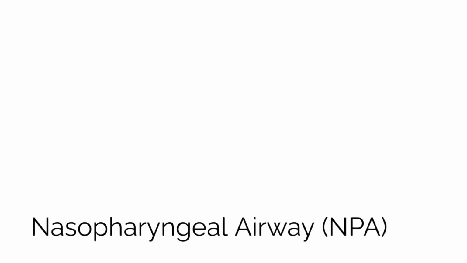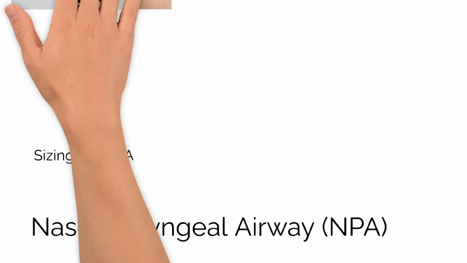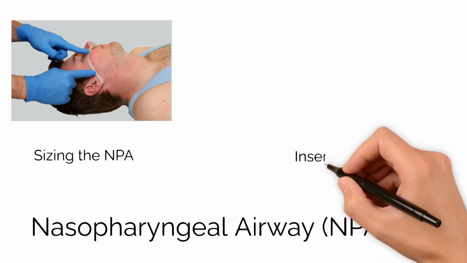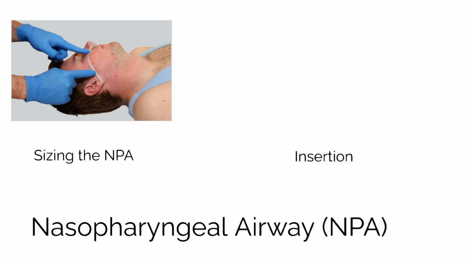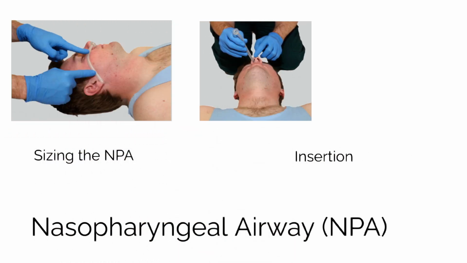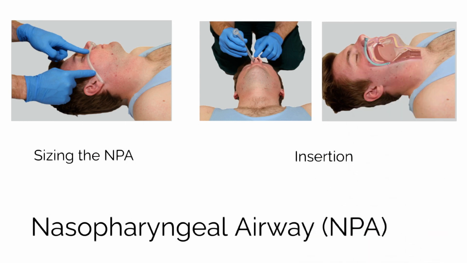For semi-conscious patients, a nasal pharyngeal airway, or NPA, is often more suitable. Measure from the tip of the nose to the earlobe for the correct length. Lubricate the NPA, then insert it into the nostril, with the bevel facing the septum. This route is less likely to trigger a gag reflex. Remember, always monitor the patient after placing an adjunct, as they may require adjustment or removal.